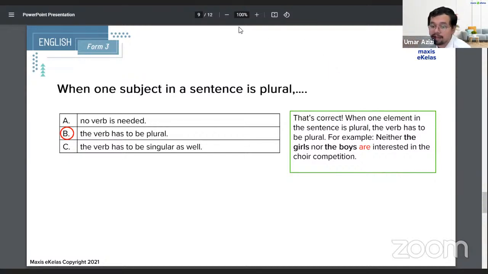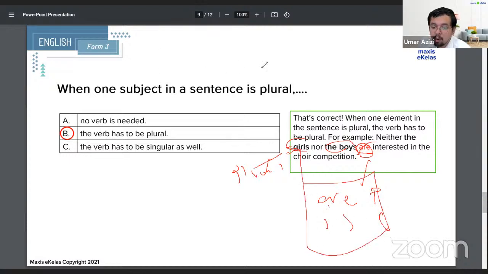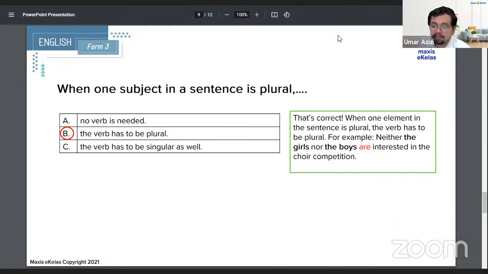Again, a quick reminder of what the subject is here: the girls, and the boys. These are plural. We're talking about the form of the verb. Are is the plural of the verb, is is the singular of the verb, and that's what we're talking about right now. If only one thing is plural, the sentence comes in plural form. If both things are singular, then it's a singular form. All right, I hope that makes sense.